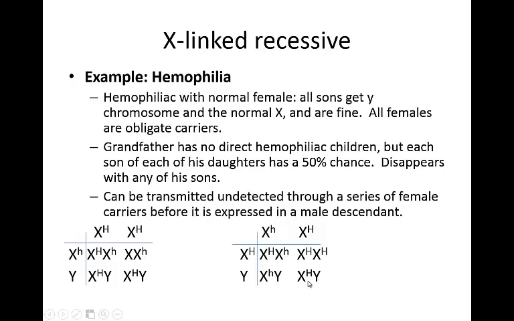and a 50% chance of having a son who's completely normal. And so what you can see though is if a woman is a carrier for this trait, if she has only daughters, and if those daughters have only daughters, or if they happen to get lucky and they only have sons who are not having this trait, it can be undetected for several generations before it might be expressed in a male descendant.